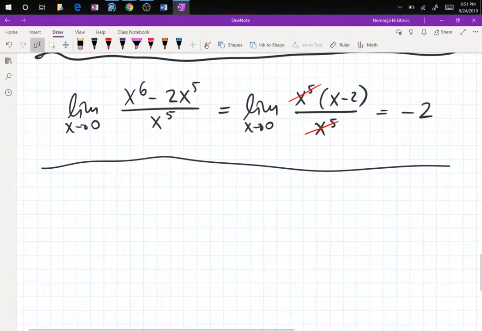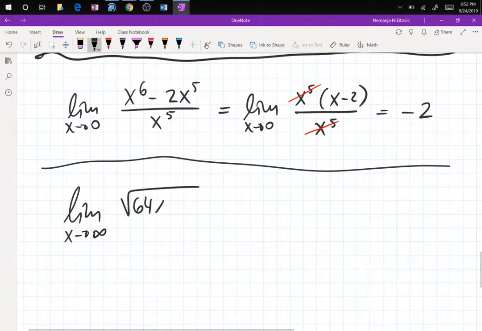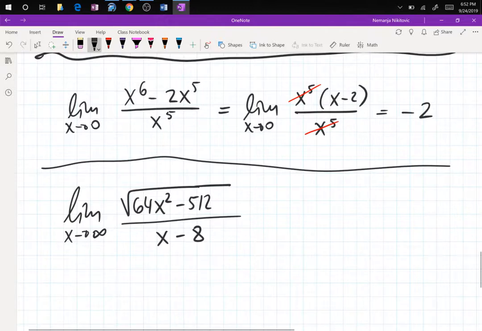Yes. Divide the numerator and denominator by the highest power of x in the denominator to find the limit. Limit as x goes to infinity of the square root of 64x squared minus 512, over x minus 8. Yes. Good.